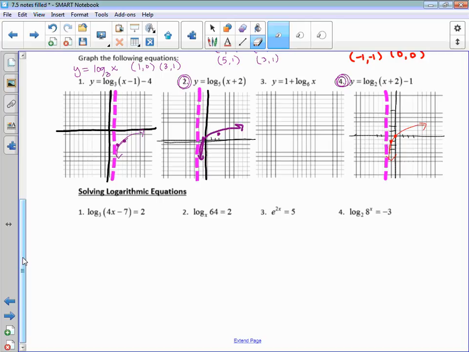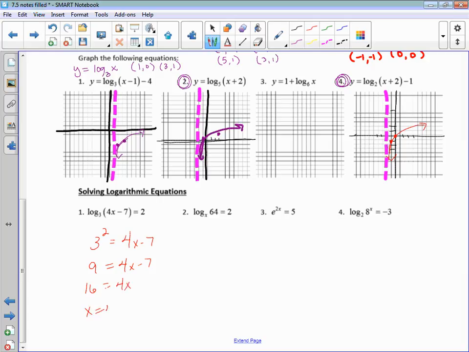All right, guys, so number one here, you start by turning it into an exponential equation. So that's going to be 3 squared equals 4x minus 7. From there, it is not hard. 9 equals 4x minus 7. Add your 7. So 16 equals 4x. X equals 4.